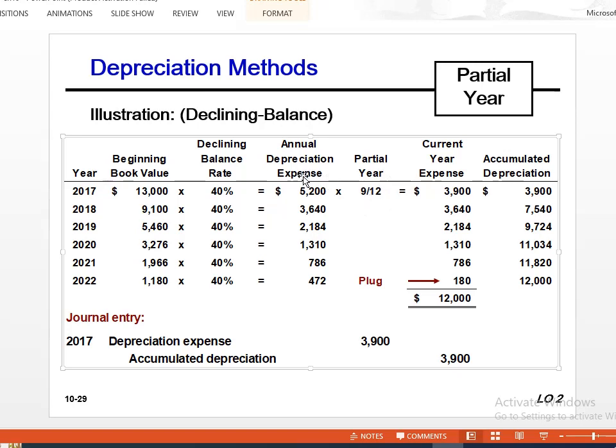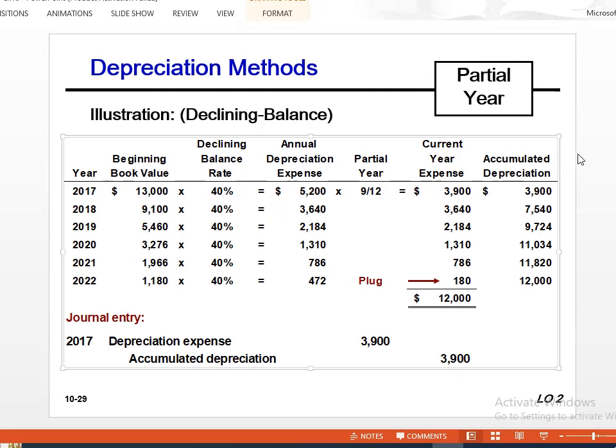So if we purchase this machine on 1st of April, it stayed with us for 9 months in the first year. So 5,200 multiplied by 9 by 12. So first year depreciation is 3,900. Accumulated depreciation is 3,900 because there was no depreciation before. And I need a book value column because we just discussed book value. So here in this table I didn't put it, but I want you to calculate it when you are doing it by yourself.